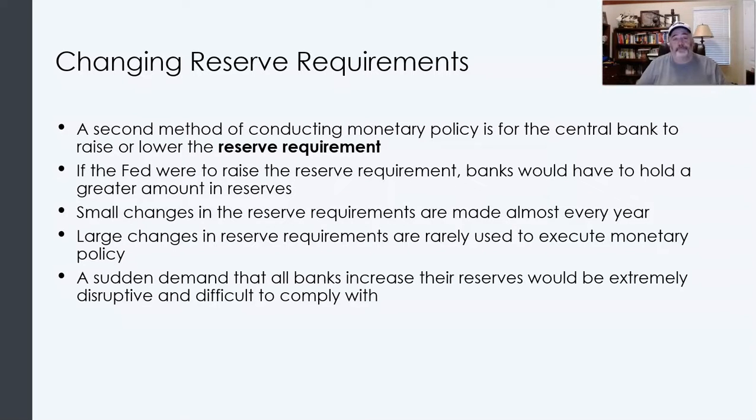Businesses that need to borrow will borrow less. Lower I, lower Y by even more. Aggregate demand will shrink, shift backwards. That would be what you might do if you have an inflationary gap.